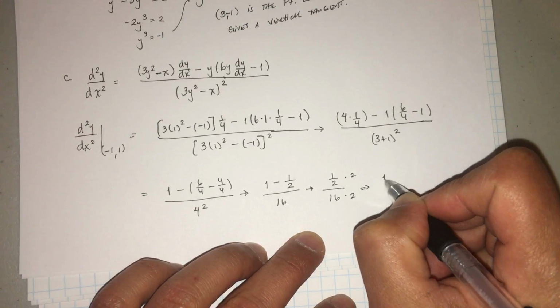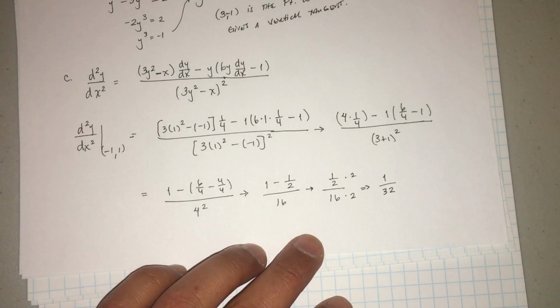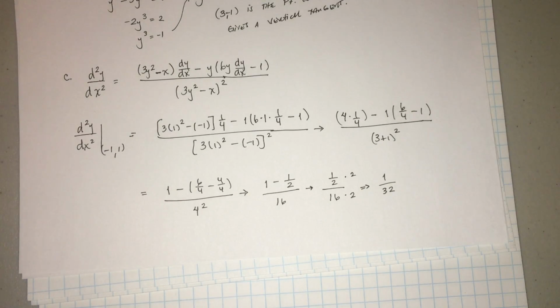You're going to get 1 over 32. And that's your slope when x equals -1 and y equals 1.